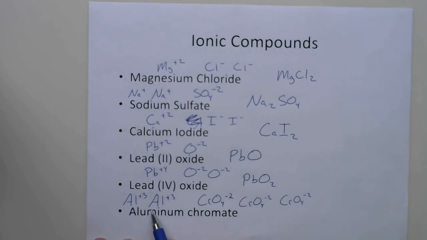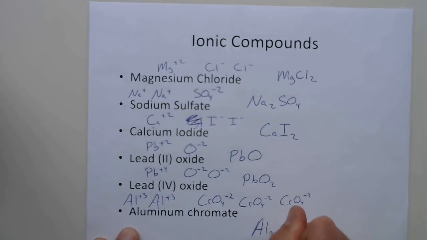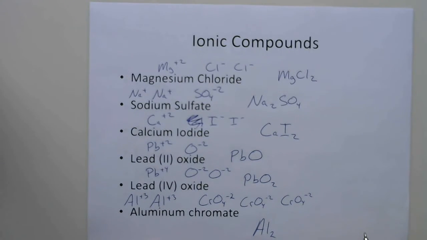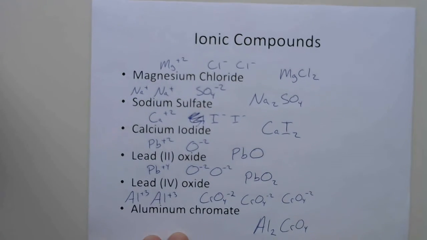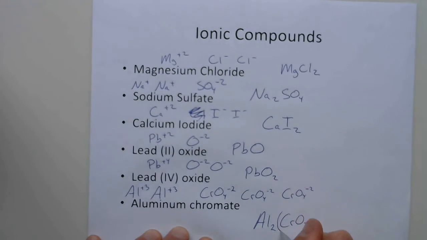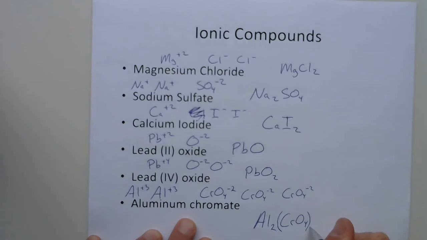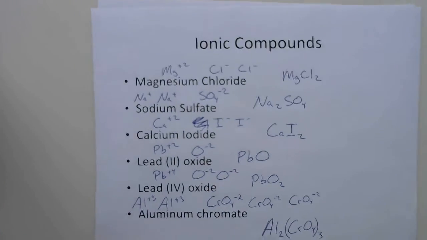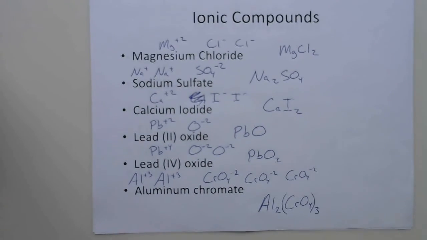So it finally balances. So a good formula for aluminum chromate, we need 2 aluminums, so Al2, and then we need 3 chromates, CrO4. Since that's a polyatomic ion, we're going to need to put parentheses around it. So you put parentheses around the chromate to show we need 3 of everything that's inside of those parentheses.